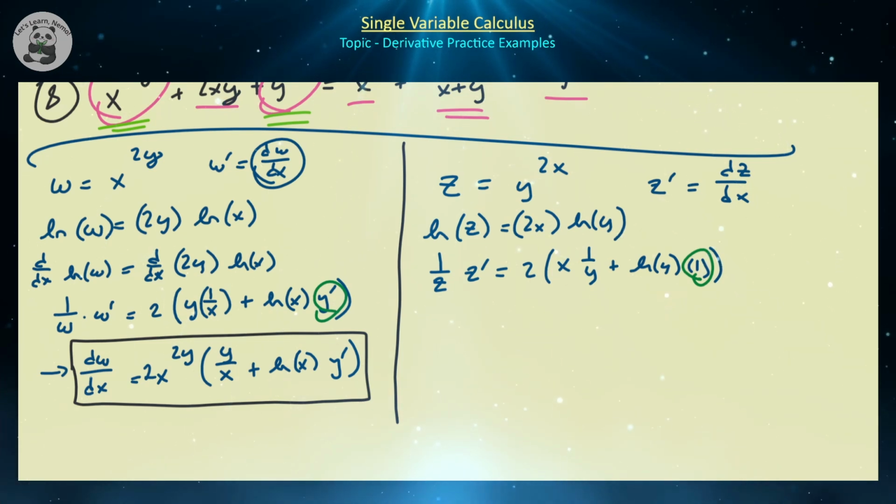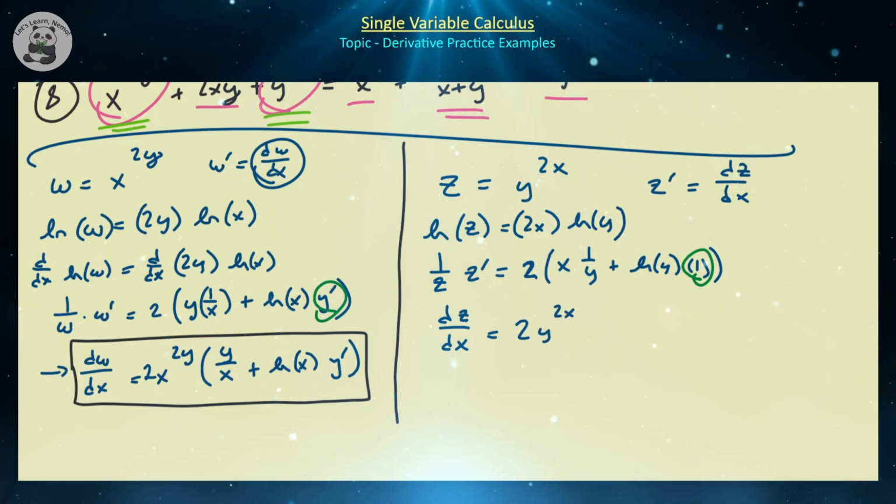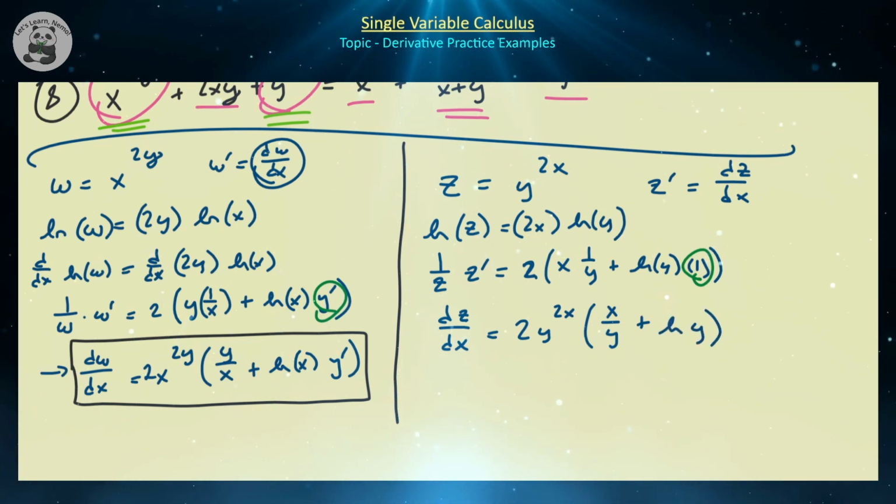So that's pretty nice. So the derivative of z with respect to x is going to be equal to 2z, so we're going to have 2y to the 2x times x divided by y plus the natural log of y. Okay, so that's actually very, very nice, right? Oh, we're missing something. Where's my y prime? I'm like, oh, that's actually too friendly looking because there's no y prime there. Okay, now we're looking pretty good.